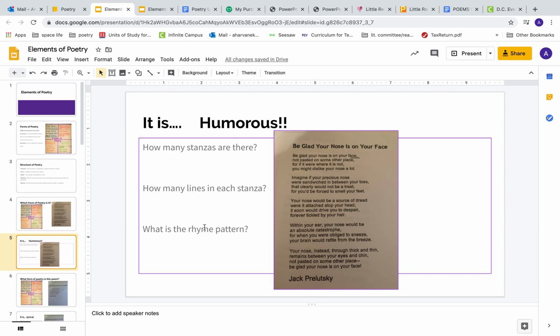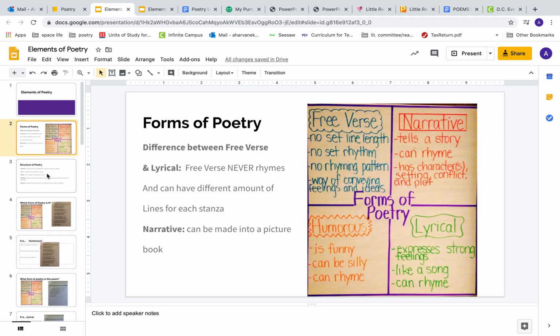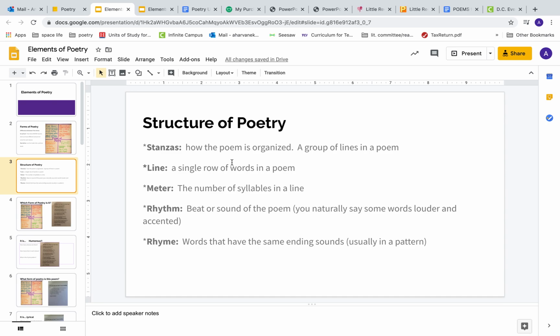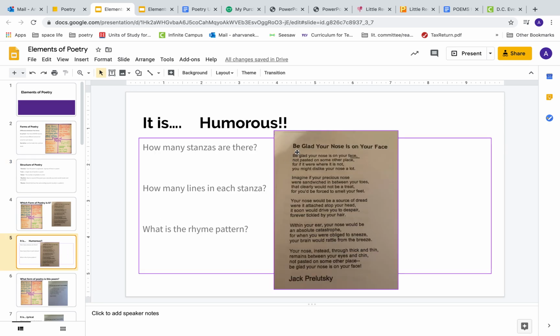About the stanzas on each. What is a stanza? It's how the poem's organized. It's the group of lines. Okay? So if I look at this one, how many stanzas do I have? I've got 1, 2, 3, 4, and 5 stanzas, don't I?